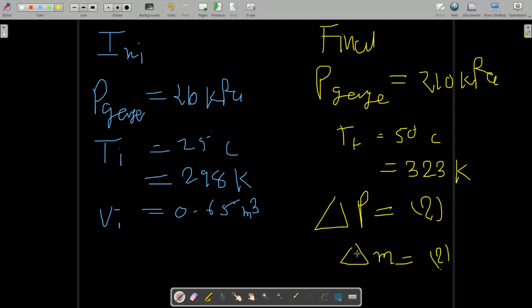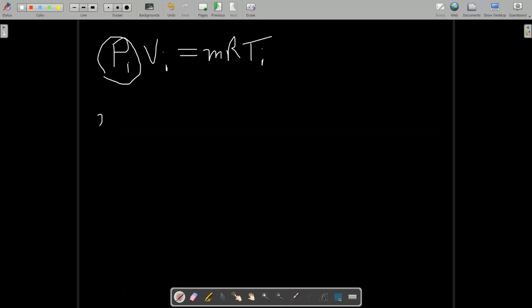Okay, so let's start. First of all, find out the mass of the air initially. What was the initial mass? We know the equation P1 V1 is equal to m R T1, for the initial state. Initially the pressure is, and here you have to take absolute pressure, 210 plus 100 kilopascal. And you have to be very careful in units.